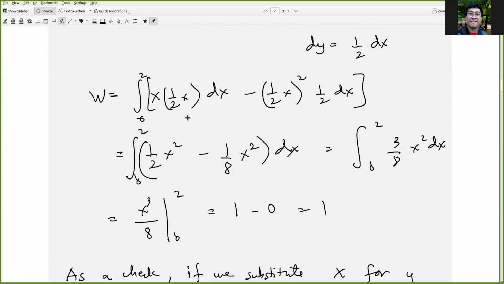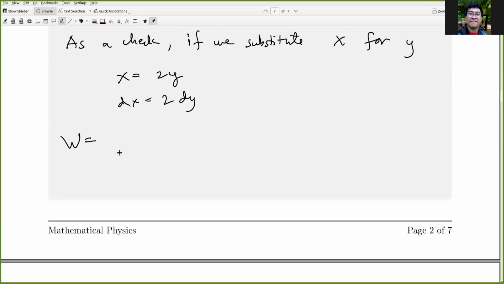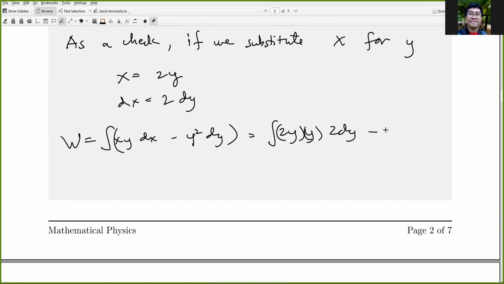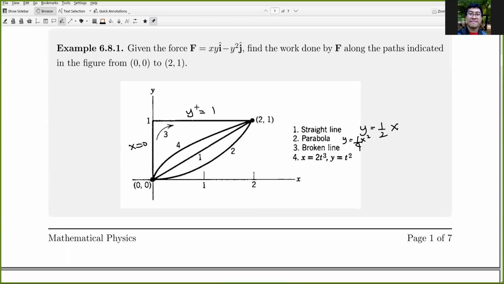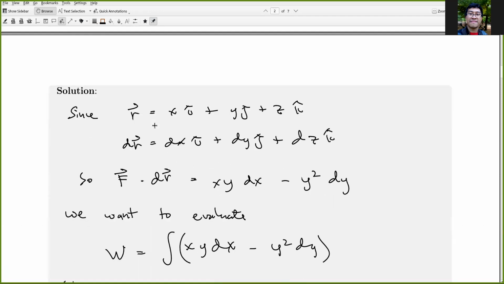So our w, which is xy dx minus y squared dy, that would become, x becomes 2y times y, dx here becomes 2 dy minus y squared dy, evaluated from our limits of integration, so along the y-axis 0 to 1.